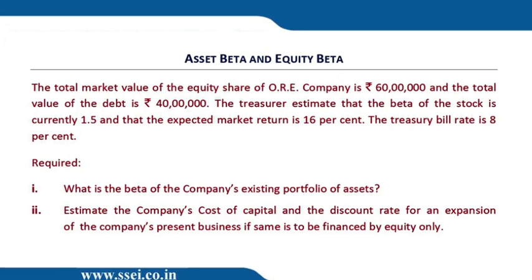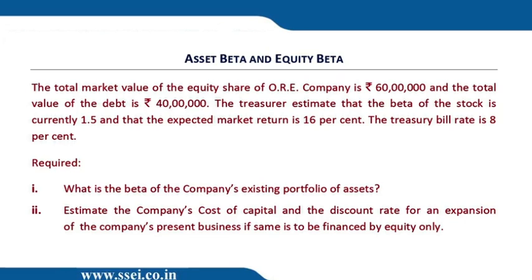The treasurer estimates that beta of the stock is currently 1.5. So the 60 lakh has a beta of 1.5. And the expected market return is 16%, RM. Treasury bill rate is 8%, RF. What is the beta of the existing assets? Beta of debt is not given, so we have to assume it to be 0. So on the liability side, we have 60 lakhs with a beta of 1.5 and 40 lakhs with a beta of 0. So 0.6 into 1.5 plus 0.4 into 0. What is the beta of the portfolio? 0.9. 0.9 is the unlevered beta, asset beta, the beta of the entire firm.